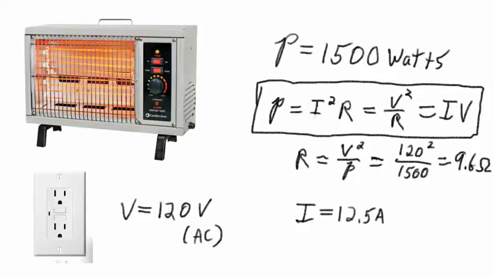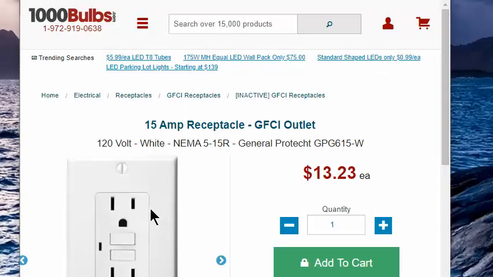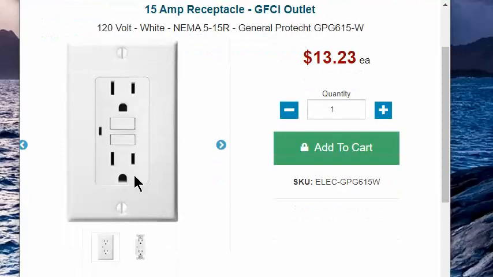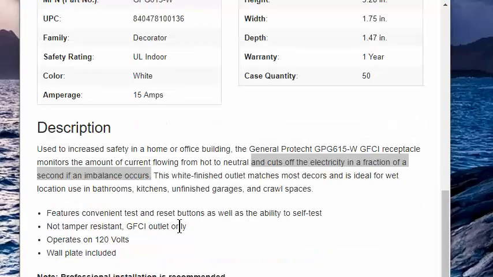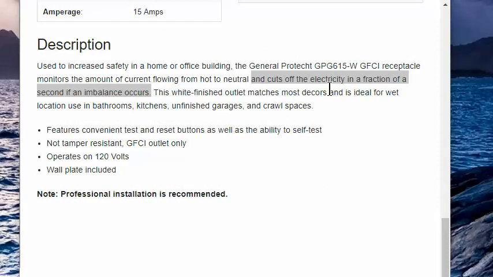You will also find that this draws 12.5 amps of current from the wall socket. Just to mention this, the wall socket image that I showed is rated for 15 amps and is designed to cut off the electricity in a fraction of a second if it goes over that 15 amps.